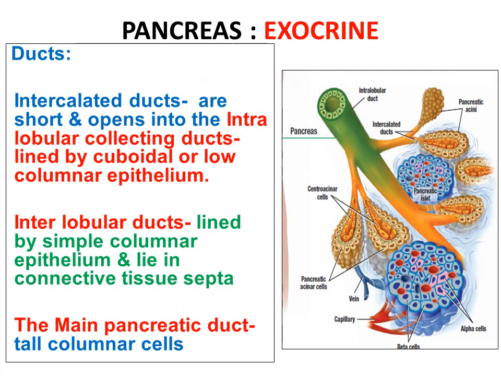The intercalated ducts are short and they open into the intralobular collecting duct lined by low cuboidal or columnar epithelium. Again, the intercalated ducts join to form the interlobular duct, which is lined by simple columnar epithelium and lying in the connective tissue septa, and these join to form the main pancreatic duct, which consists of tall columnar cells.